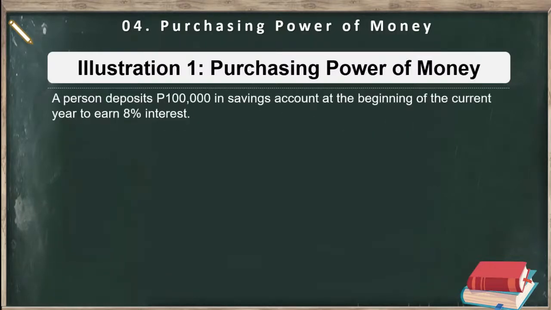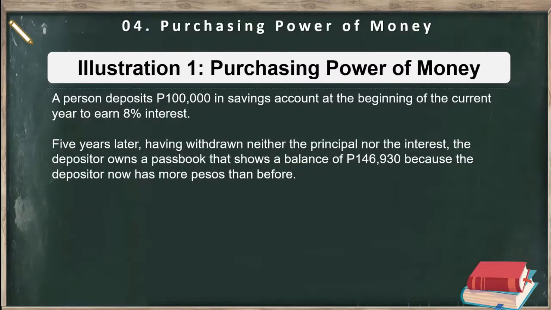So example for purchasing power of money. So we have a person deposits 100,000 in savings account at the beginning of the current year to earn 8% interest. 5 years later, having withdrawn neither the principal nor the interest, the depositor owns a passbook that shows a balance of 146,930 because the depositor now has more pesos than before. So of course, motubo man pod ang kwarta, so ni-increase siya from 100,000 to 146,930.